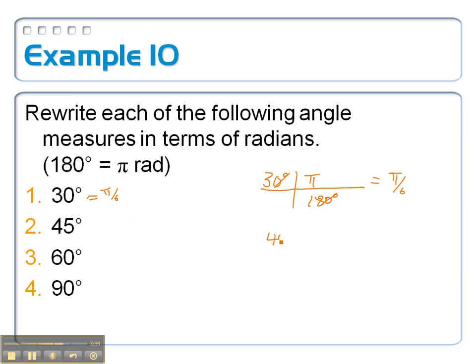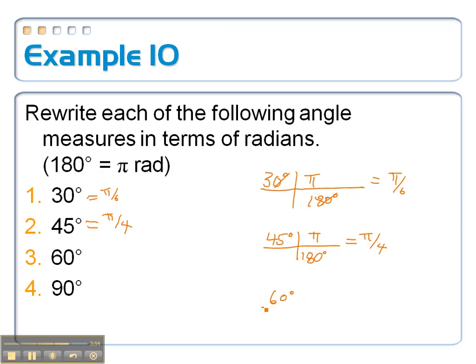Do the same thing with 45 degrees. Pi over 180. I want the 180 on bottom again because I want the degrees to cancel. When I simplify this fraction, I get pi over 4. 45 degrees is pi over 4.